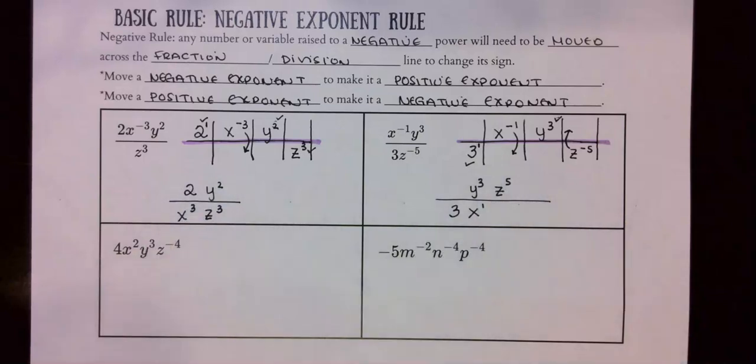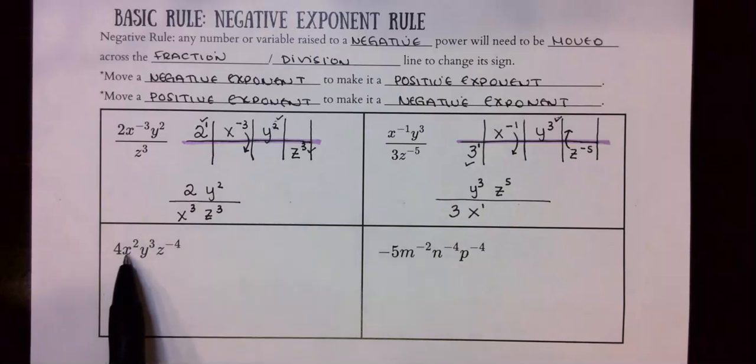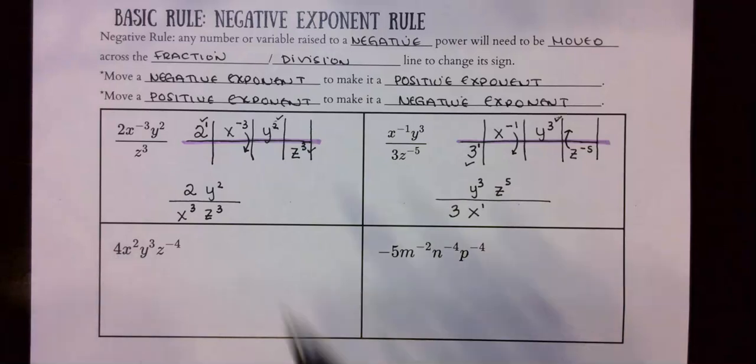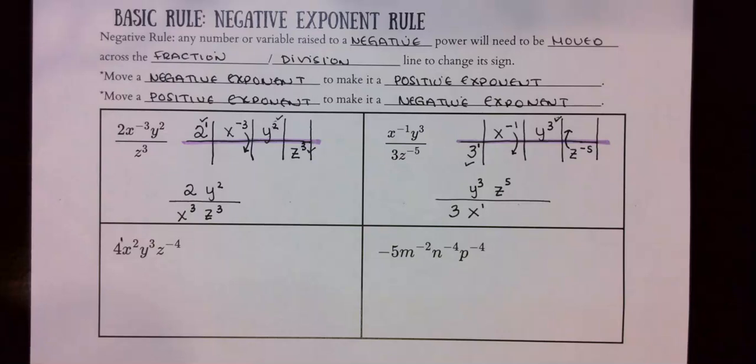So the next two problems we're going to look at, notice that they don't start off as fractions. So what happens when we do have a problem that has negative exponents, but there's no division or fraction line to move it across? So let's look at this one right here. The first thing I notice, we have one x, one y, one z, and one coefficient. If you want to, you can go ahead and put an understood 1 on your coefficient so you know it does have an exponent and it is a positive 1.